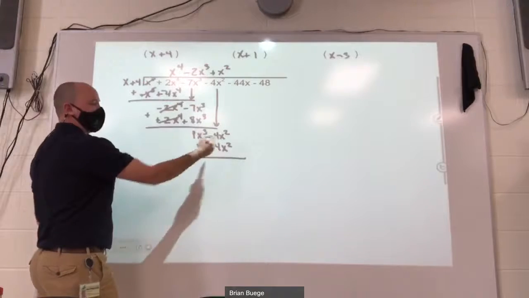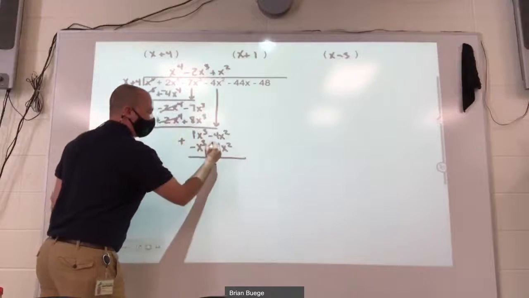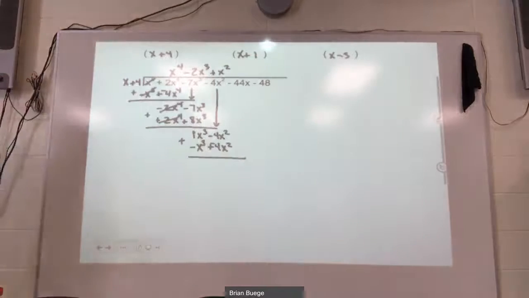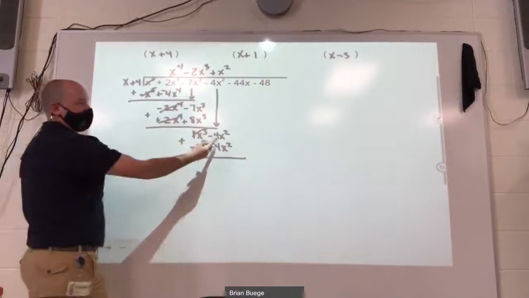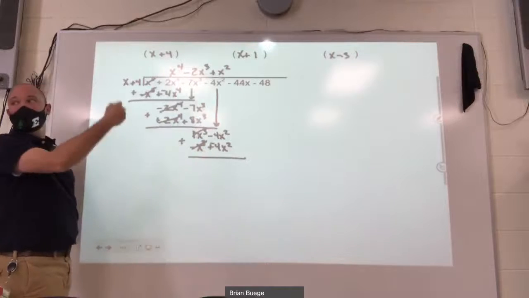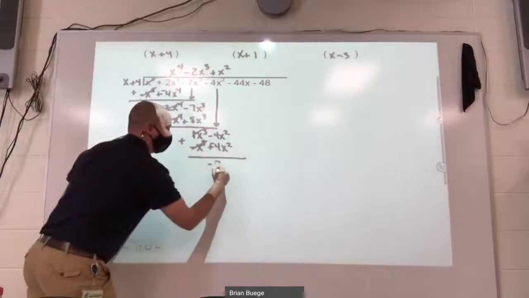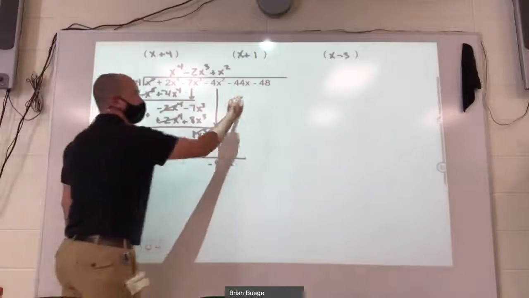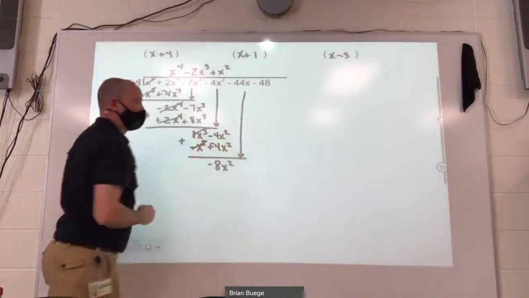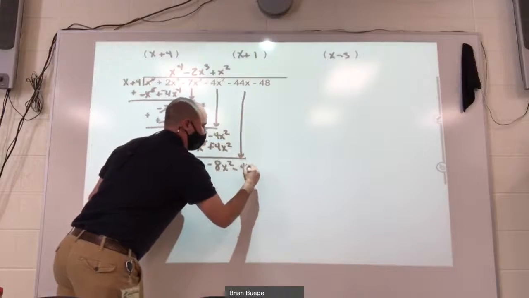So again, subtract or add the opposite and change the signs. X cubed and negative x cubed go away. Negative 4x squared and another negative 4x squared gives me negative 8x squared. Almost there. Bring down the next term. Go again.